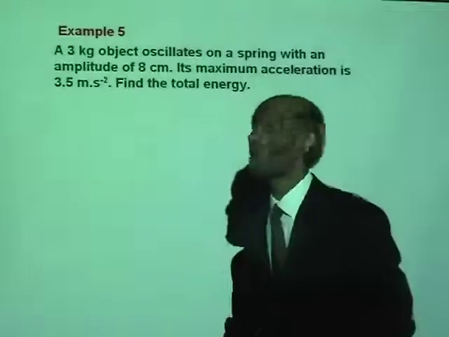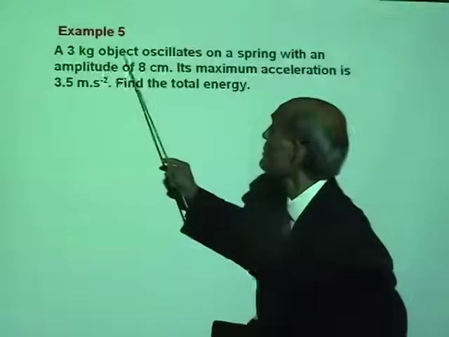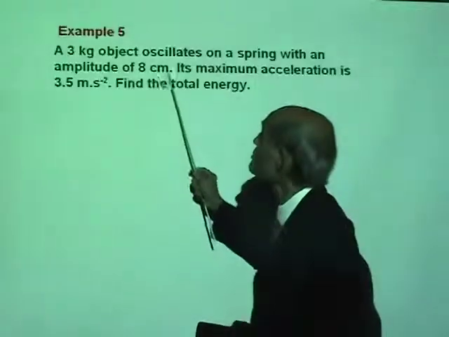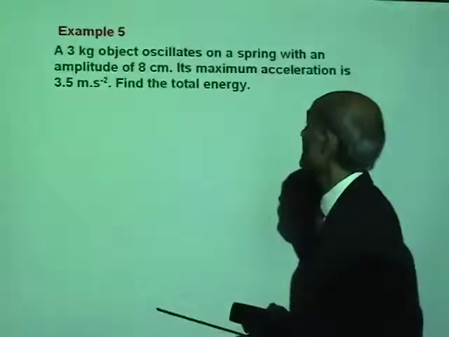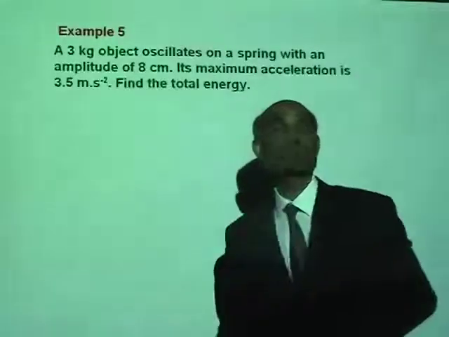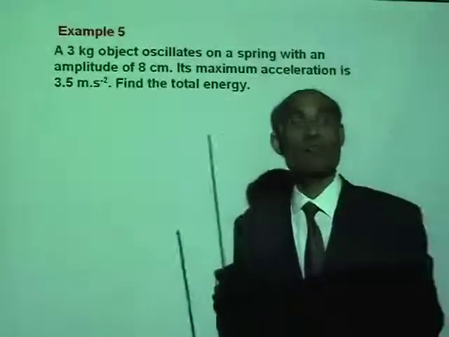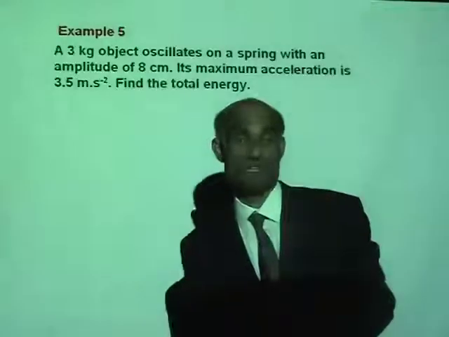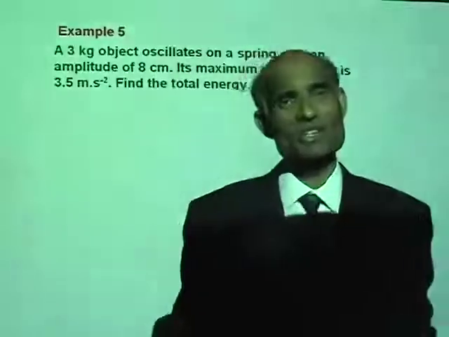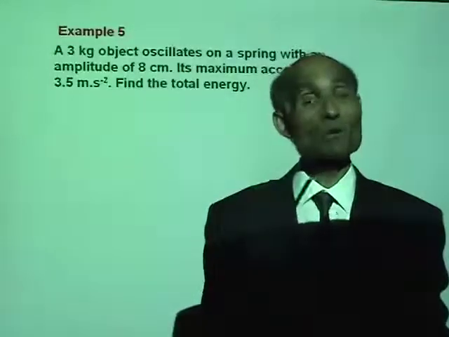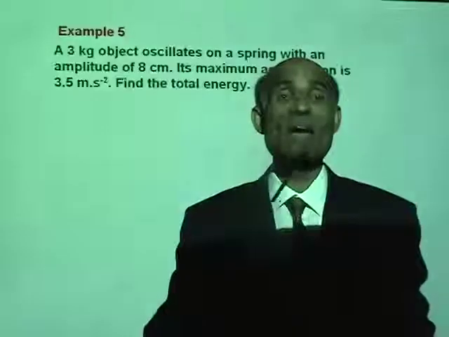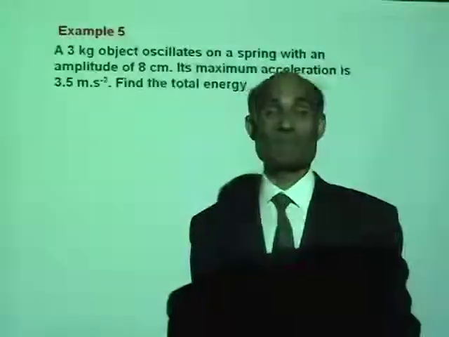Example 5. A 3 kilogram object oscillates on a spring with an amplitude of 8 centimeter. Its maximum acceleration is 3.5 meter per second squared. Find the total energy. Anybody remembers the equation for the total energy? Total energy of an oscillating system is 1/2 Ka squared.